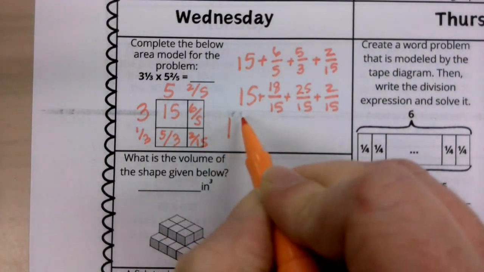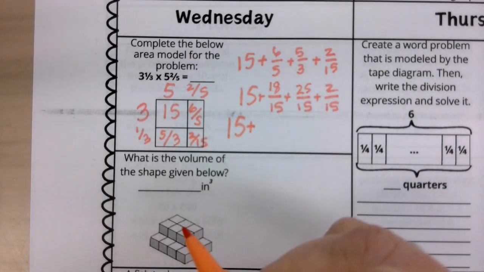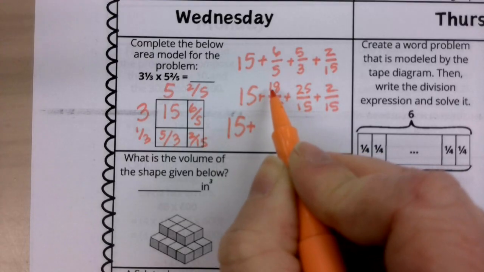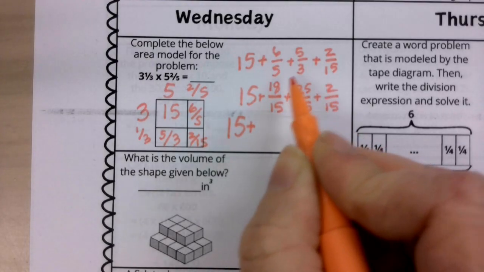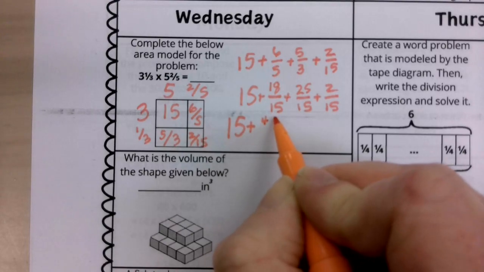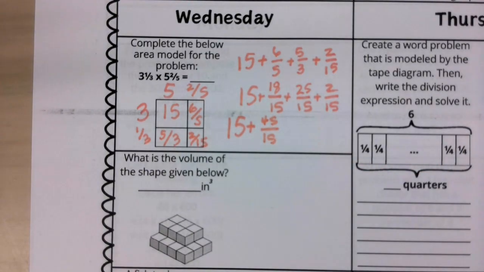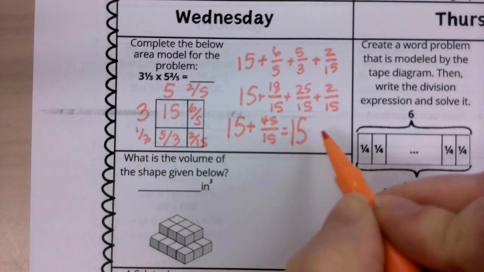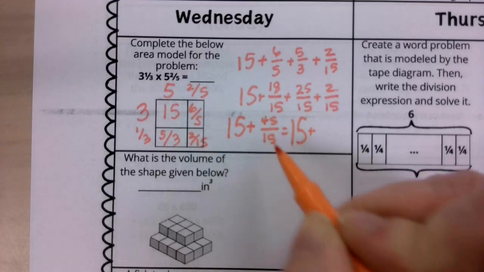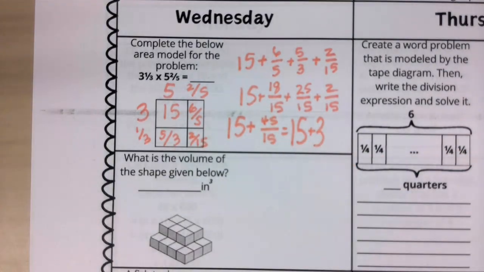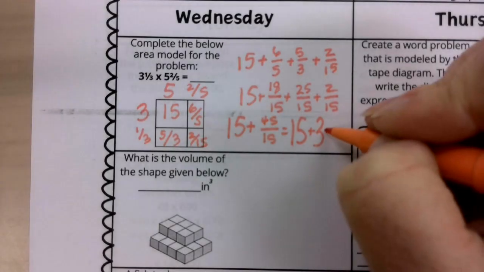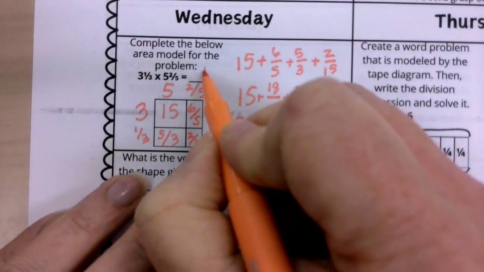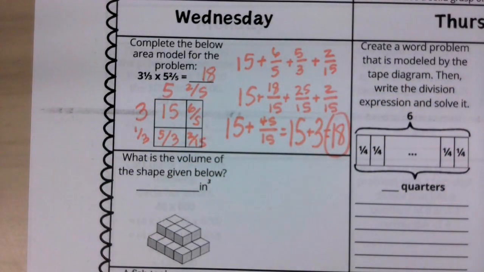So now I can say, okay, I still have this whole number of 15, but now I'm going to add all of these together. 18 plus 2 is 20. 20 plus 25 is 45/15. All right. Well, I'm still going to have that 15, but now I'm going to ask myself, how many times can 5 go into 15? I know I can get exactly 3 groups from that. So now, finally, after all this work, mathematicians, we have found our answer of 18 wholes. And I'm going to rewrite that right there.